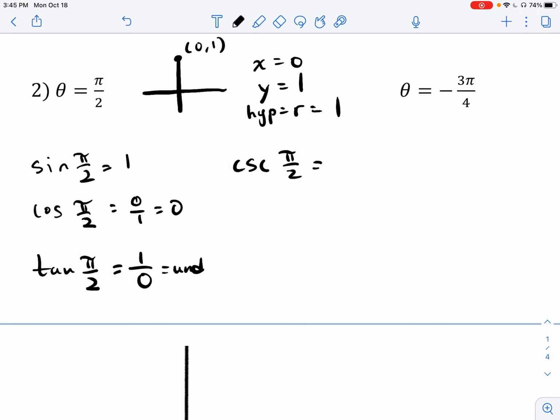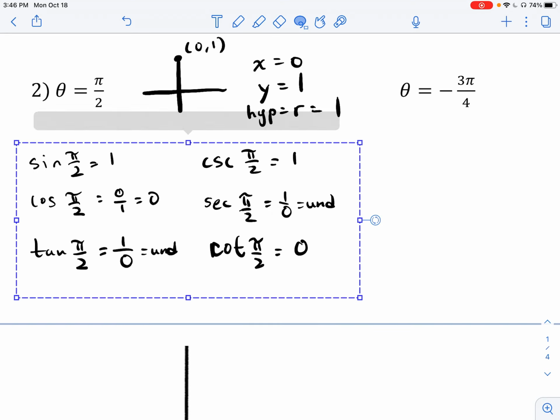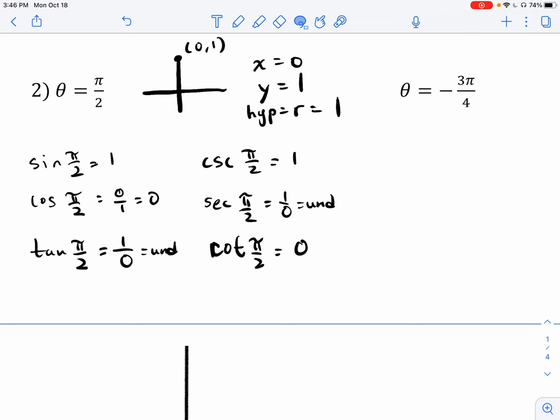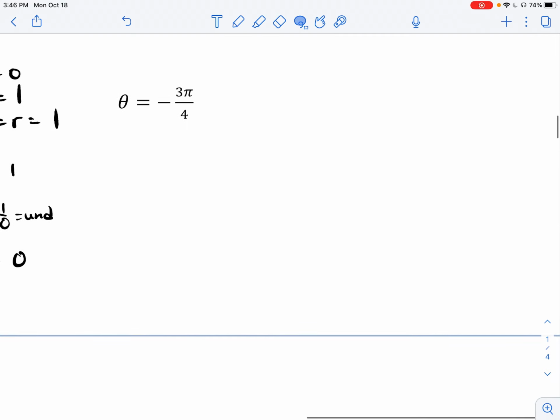Cosecant of pi over 2 is the reciprocal of 1, which is just 1. Secant of pi over 2 is the reciprocal of 0 over 1, or 1 over 0, which is undefined. And the cotangent of pi over 2 would be 0, or the reciprocal of 1 over 0. Okay? And then what about for negative 3 pi over 4?